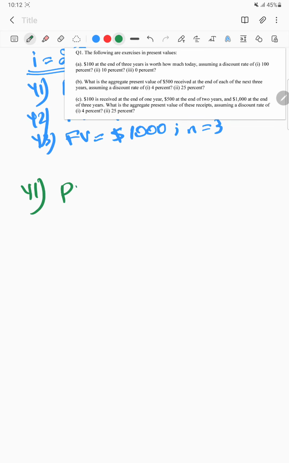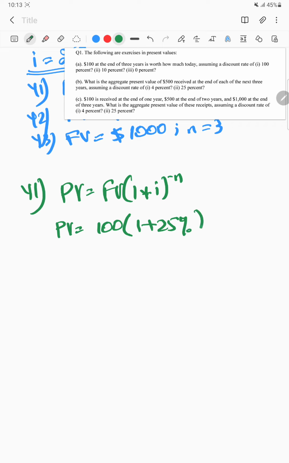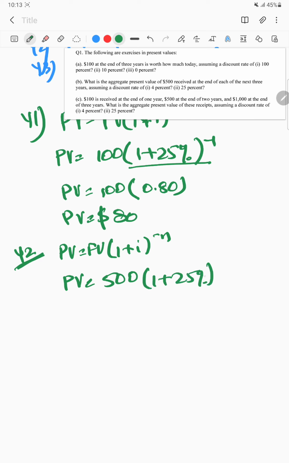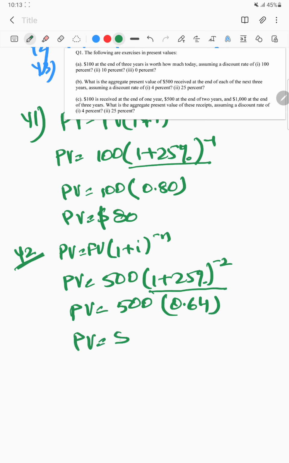So year 1: PV equals future value times (1 plus i) power minus n. PV equals 100 times (1 plus 25%) power minus 1. If we solve this equation, this will become PV equals 100 times 0.80. PV equals $80. At year 2, PV equals 500 times (1 plus 25%) power minus 2. PV equals 500 times, when I solve this equation, 0.64. So PV will become $320.